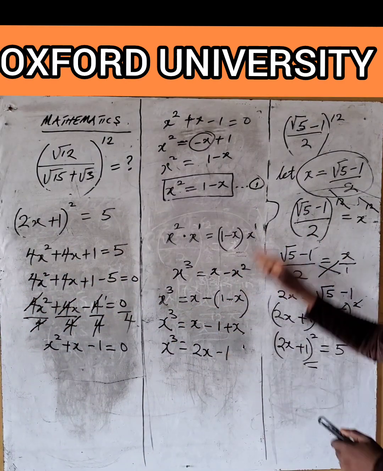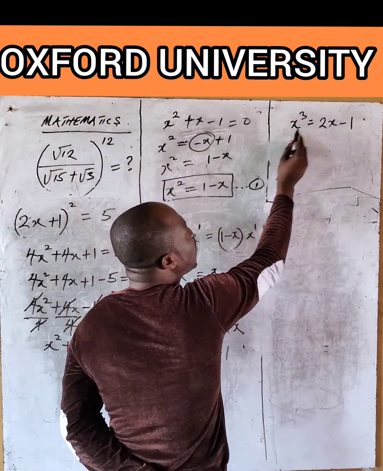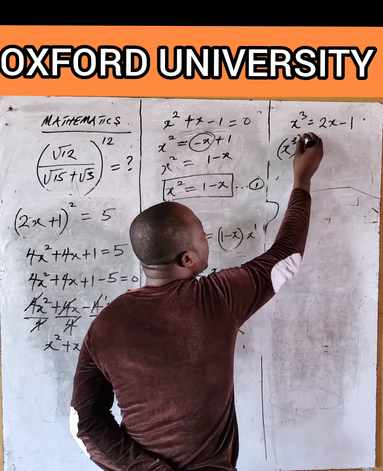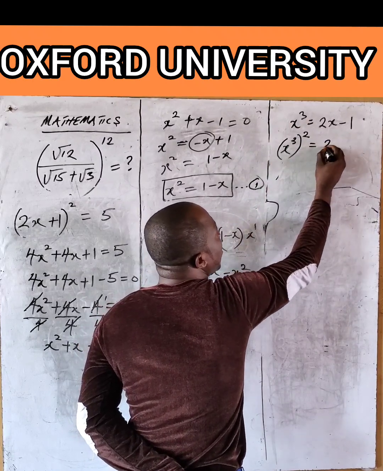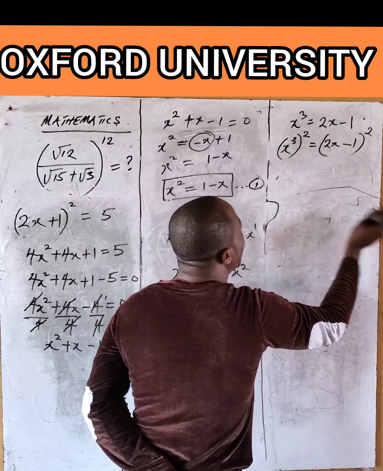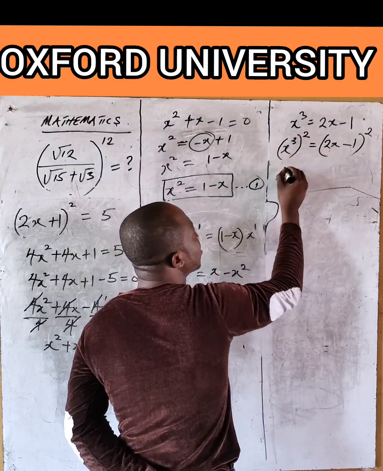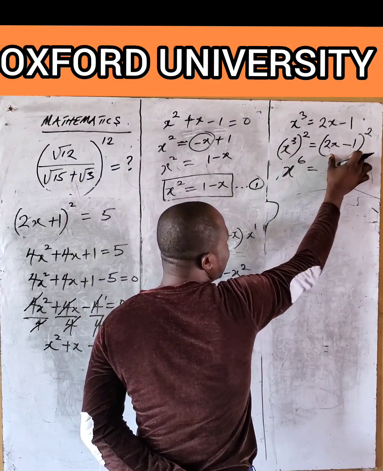If that is true, permit me to cross to this side. Okay, I'm going to replicate this to this. It then means that if I decide to square both sides, then I will have x raised to power 3 all raised to power 2. I've succeeded squaring here. Then squaring this side, I will have 2x minus 1 all raised to power 2. As such, I'll be having x raised to power 3, 3 times 2 is 6. So I'll be having x raised to power 6.